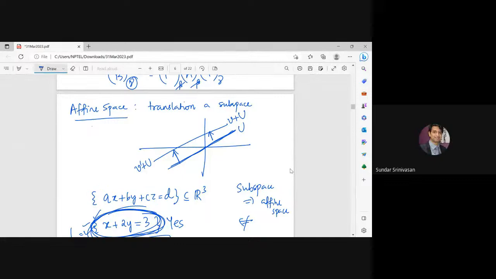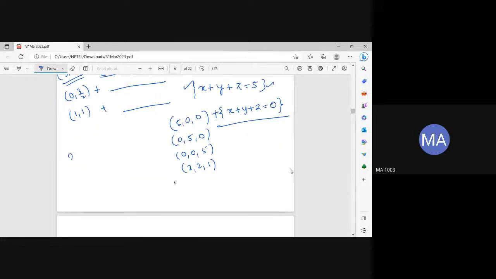Say, for example, you have a circle, x squared plus y squared is equal to 1. This cannot be an affine space, because it's a circle. You know all the subspaces in R3 or R2, so you just have to think of translations of those. You cannot translate a line and get a circle. So this is not an affine space.